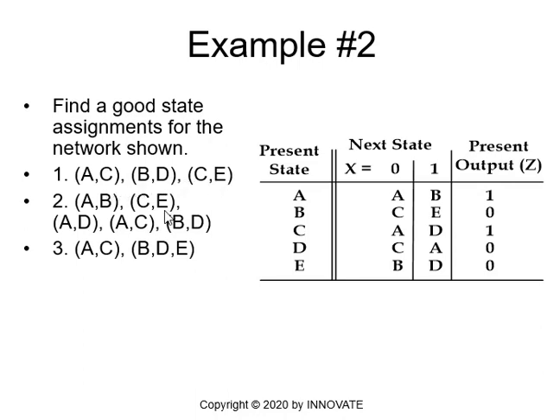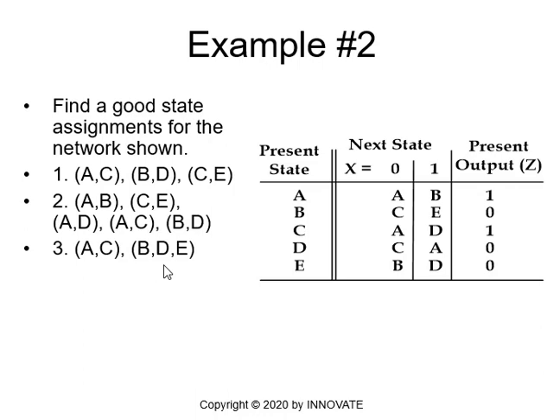Now for the next priority, I need the next states for a single present state. For state A, I have A and B. For state B, I have C and E. For state C, I have A and D. For state D, I have A and C. And for state E, I have B and D. For the output, the states with the same output are A and C, because they have output 1, and B, D, and E, because they have output 0. So the guidelines gave me those.